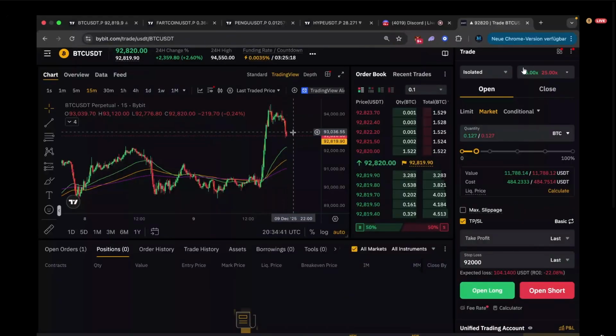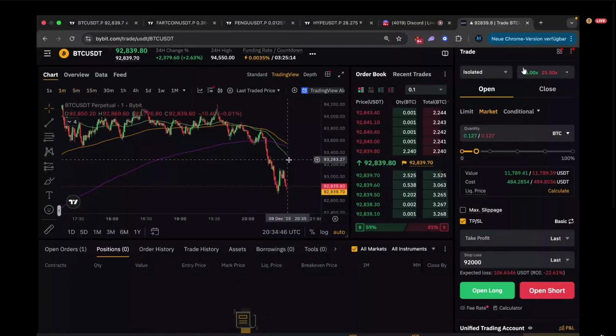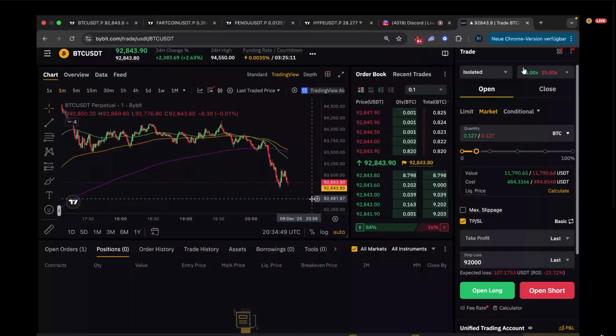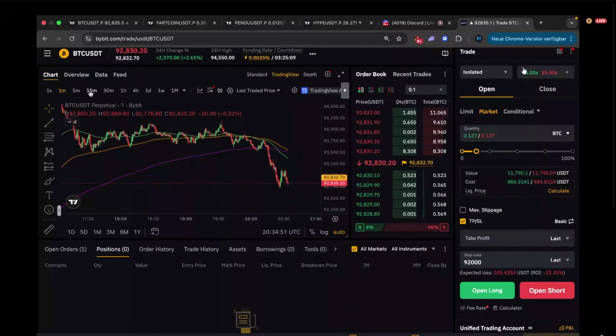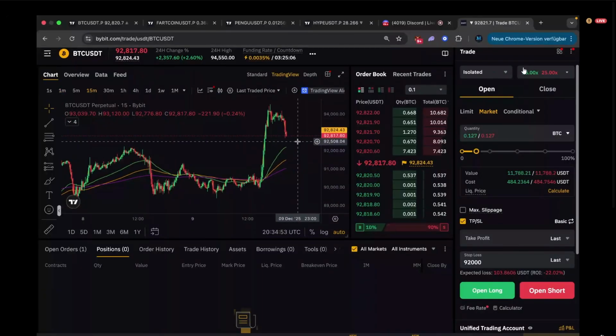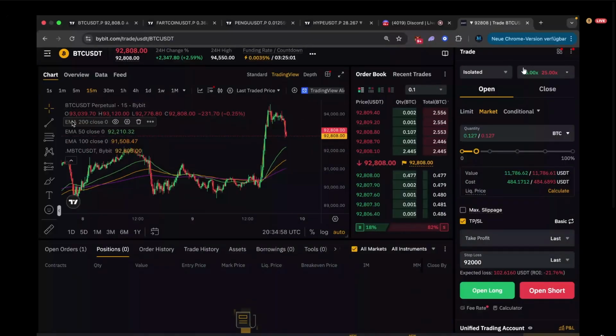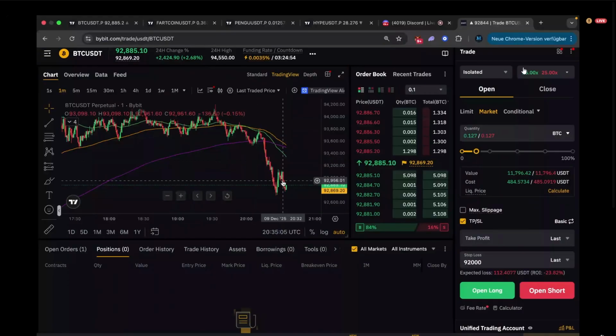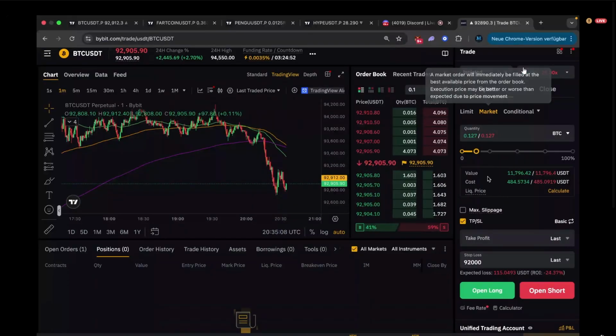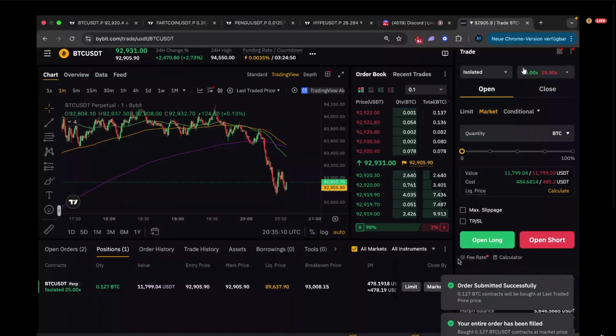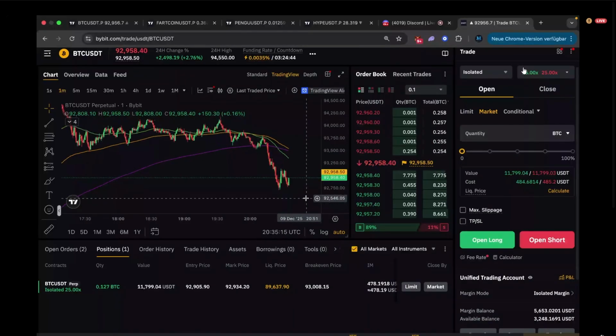So I don't want to long here right now, but just to show you, let's go in the smaller time frame. What do we have here? Yeah, maybe we get a small bounce here actually. But I would say it will come down to this EMA, which is the EMA 50 on the 15-minute time frame. It should logically come down to there, but we might get a small bounce here. So let's say we market long here right now. Guys, we did market long. Our stop loss is 92,000.